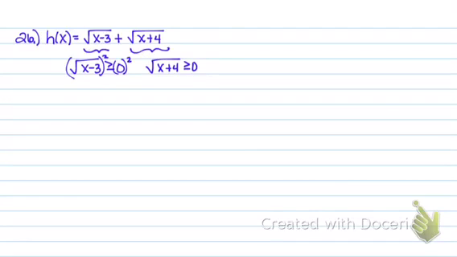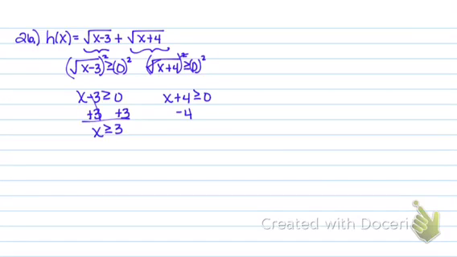So I'm going to square the first one here. And so we know x minus 3 is greater than or equal to 0. Add the 3. And so x is greater than or equal to 3. And the second one, we're going to do the same thing there. Let's square both sides to get rid of the square root. And so we got x plus 4 is greater than or equal to 0. Subtract the 4, and x is greater than or equal to -4.